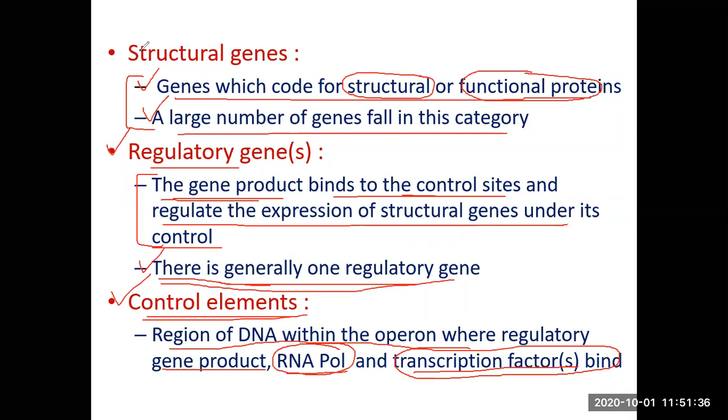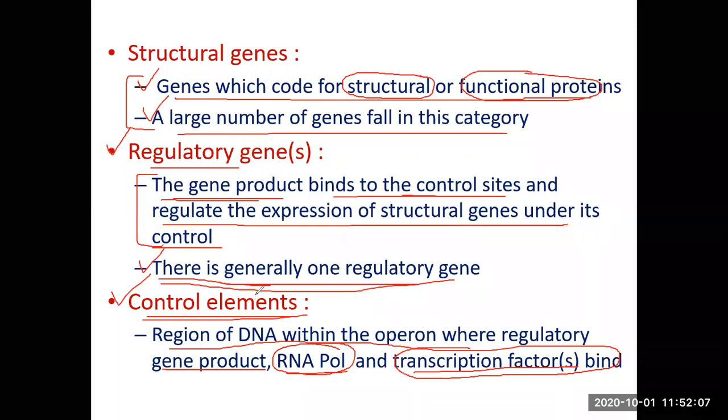So 3 components: structural genes, more than one. You can have 3, 5, 6, 7, multiple numbers. Usually all the enzymes of a given metabolic pathway are clubbed, so the genes required for coding those enzymes are grouped together. Regulatory gene per operon, usually there is one. And what does it do? It regulates the expression of the structural genes under its control. This is the on-off switch.